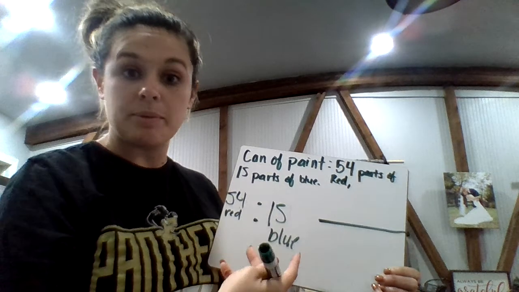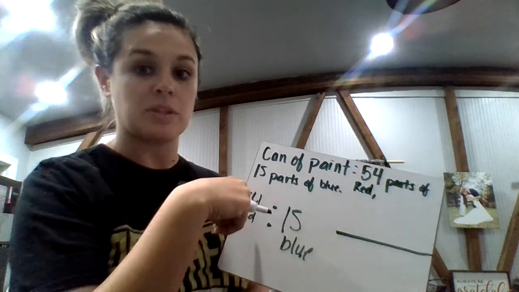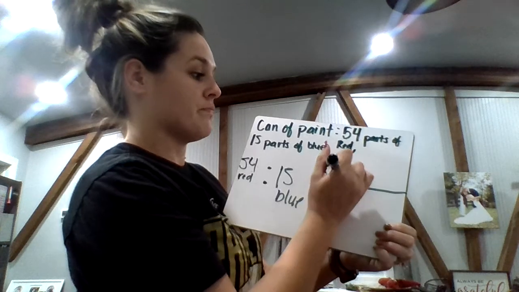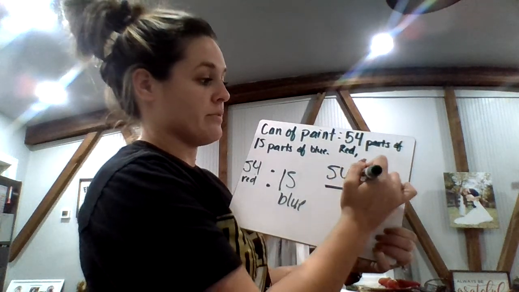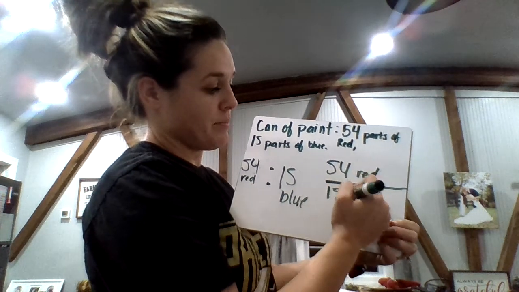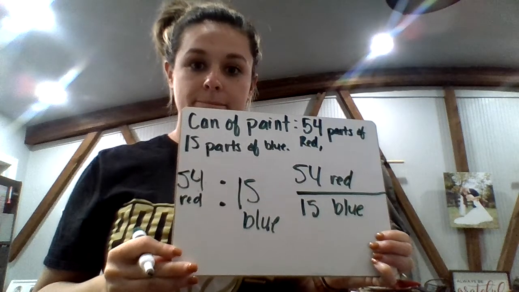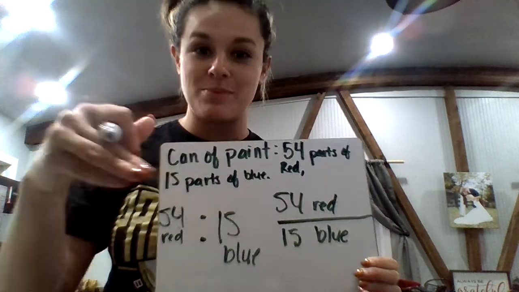And it could be the opposite way, but you just need to make sure that the blue is with the correct number and the red is with the correct number. And then same thing here. So 54 parts of red to 15 parts of blue. Okay? I know it looks really sloppy, but that's why I'm talking to you too.